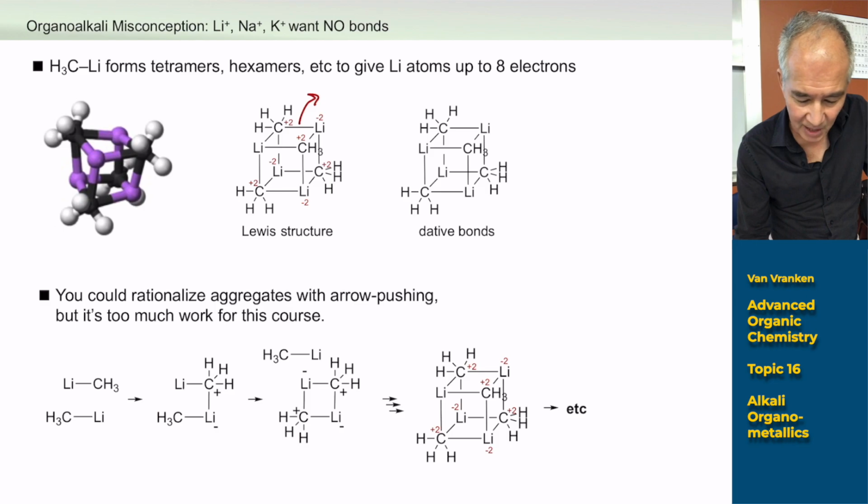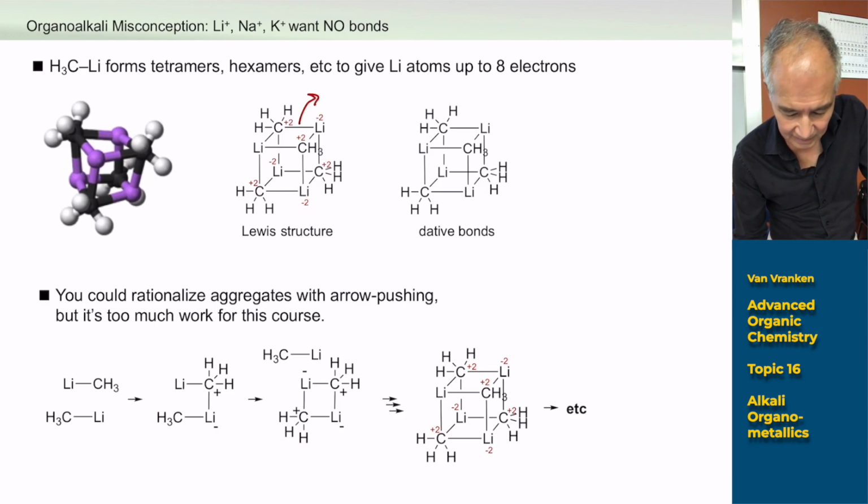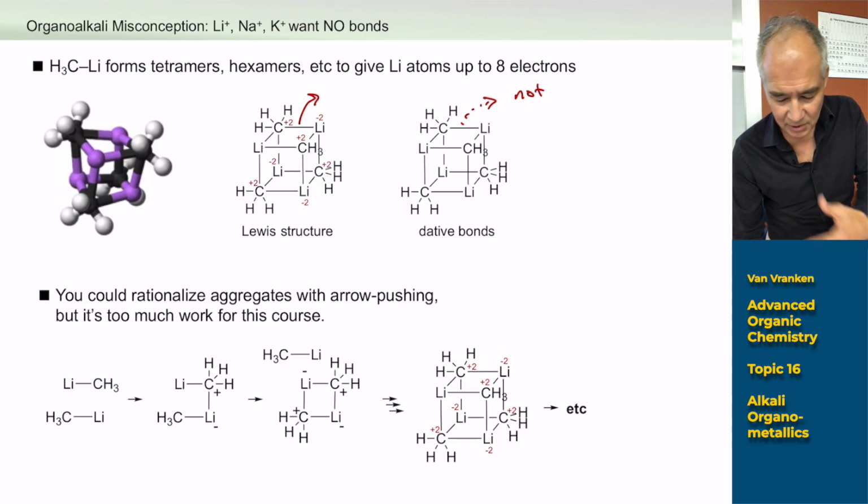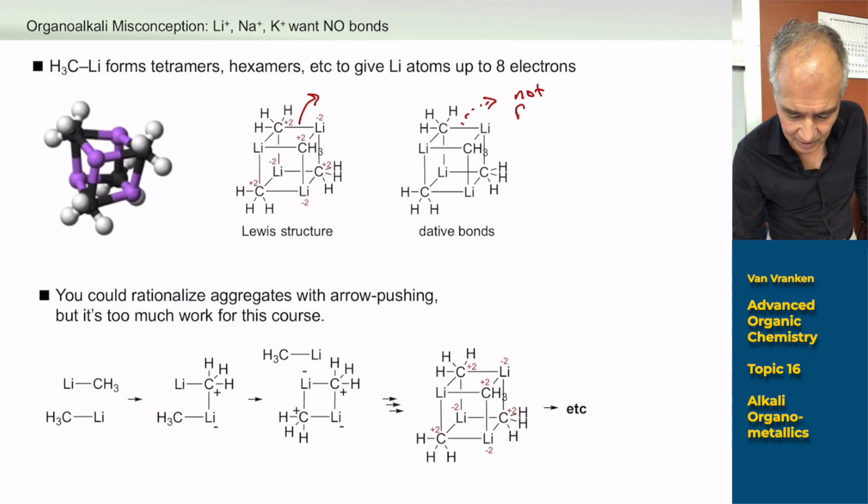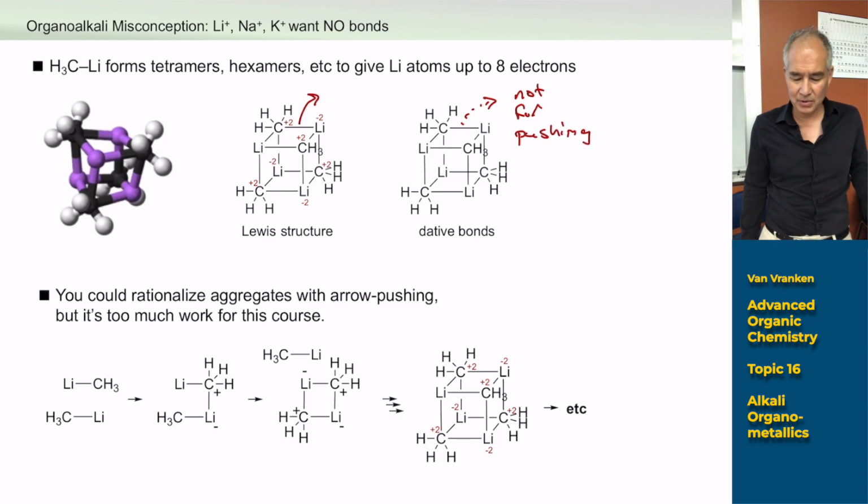These are called dative bonds. It's called a dative representation. When you don't keep track of charges, don't use those for arrow pushing. In dative structures, if you try to push arrows with those, you'll get the wrong resulting charges on your product. So not for arrow pushing. But it sure does look simpler without all those minuses, -2, +2, all those charges.